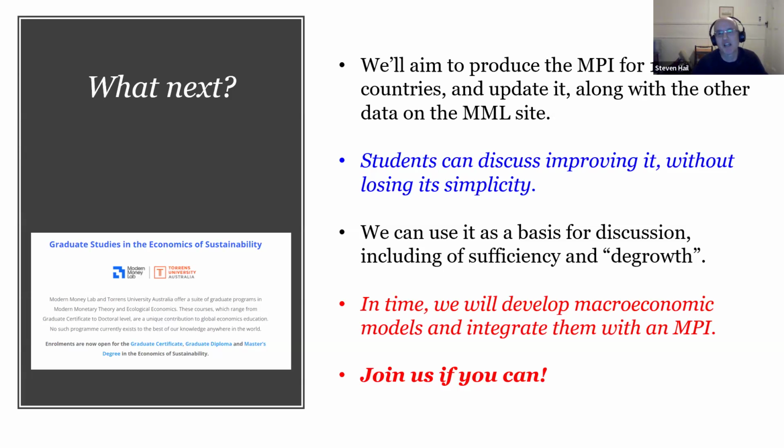And apart from what I said about household labor, I want the statistics to be easily available for every country, or for almost every country in the world. And then we can use it as a basis for discussing scenarios, including sufficiency and the whole degrowth issue. We can develop realistic but simplified stock flow consistent macroeconomic models, which we can integrate with something like a prosperity indicator like this one, which I hope some of our students are going to help with, and maybe you might become one of our students.